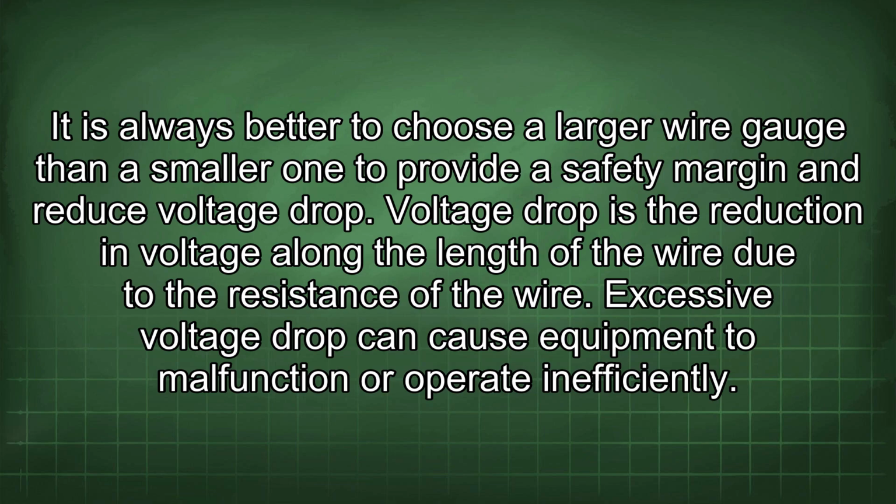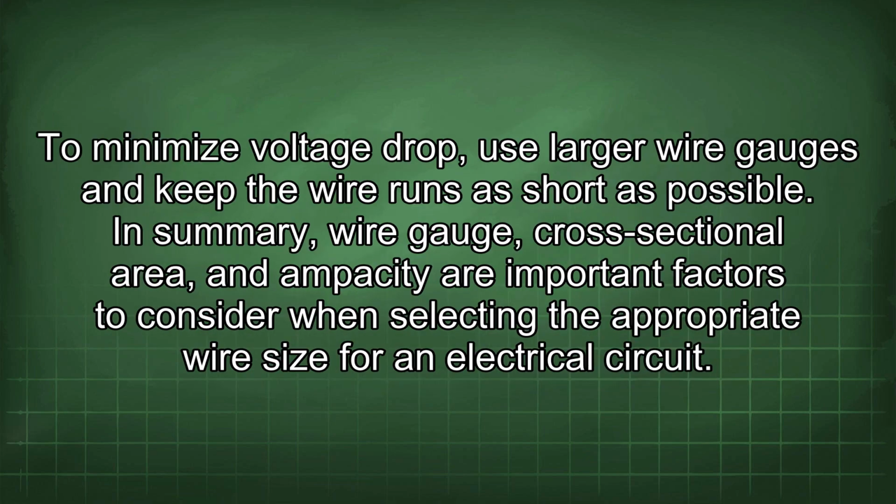It is always better to choose a larger wire gauge than a smaller one to provide a safety margin and reduce voltage drop. Voltage drop is the reduction in voltage along the length of the wire due to the resistance of the wire. Excessive voltage drop can cause equipment to malfunction or operate inefficiently. To minimize voltage drop, use larger wire gauges and keep the wire runs as short as possible.